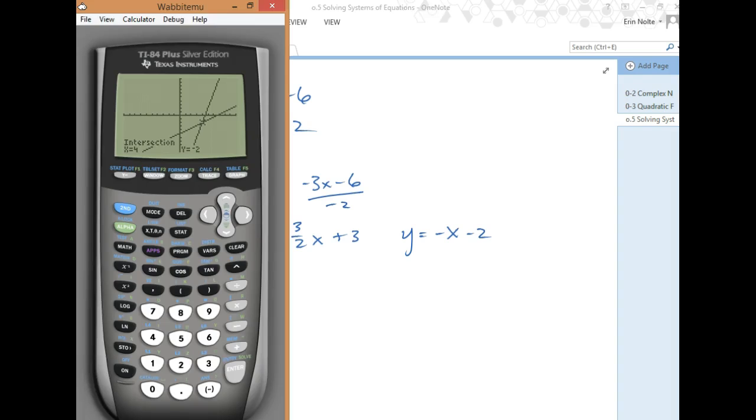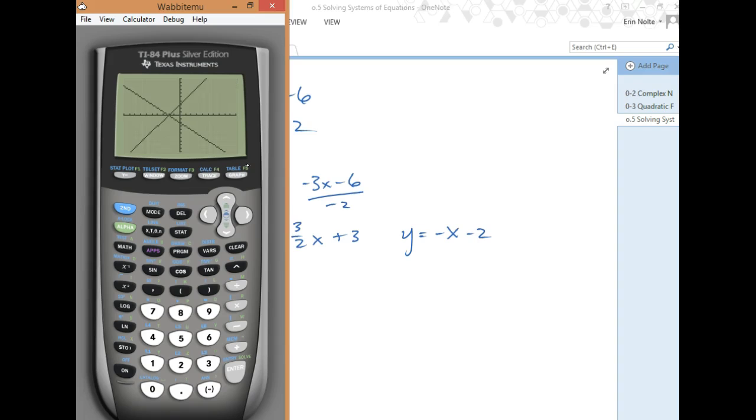So on my calculator, I go to the y equals, and I type both those in. So I'm going to clear my previous ones. So I've got alpha window to get my little fraction, 3 halves x plus 3. Okay, second one, negative x minus 2. Okay, so then I'm going to hit graph. I know I'm in my standard 10 by 10 window because that's what I did last time.